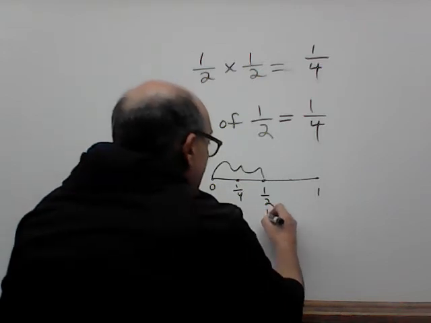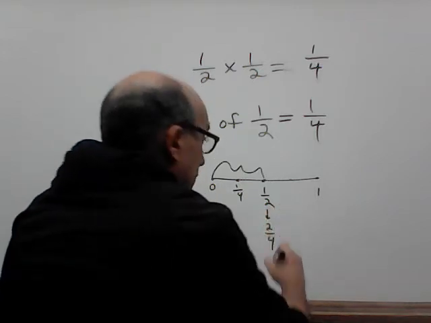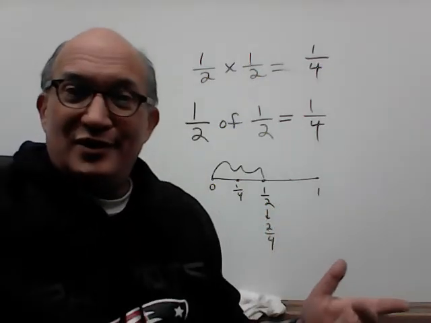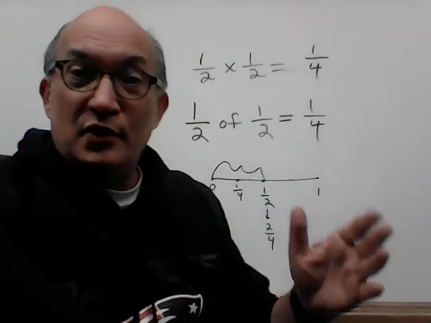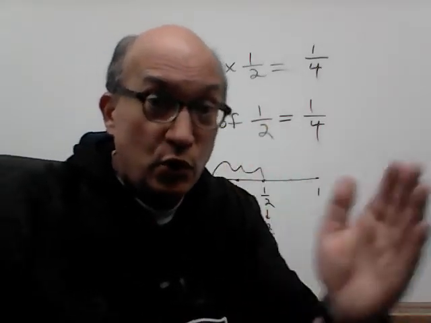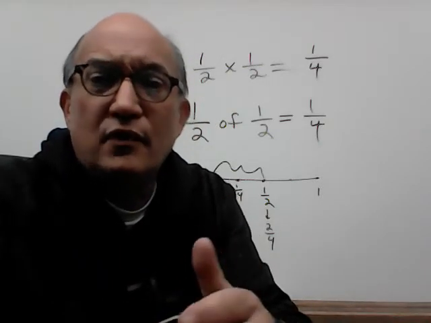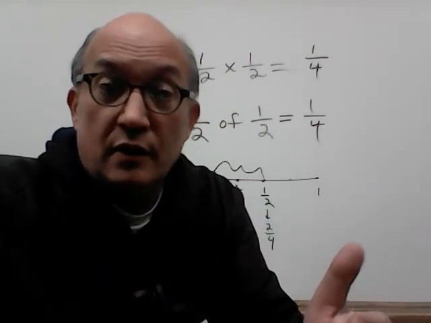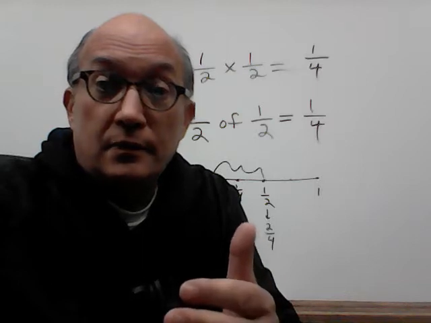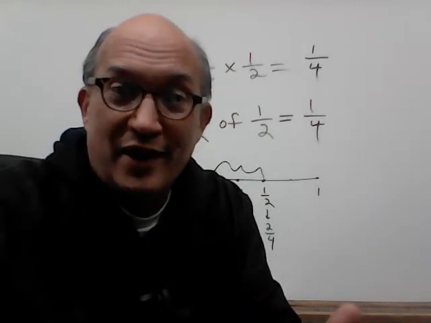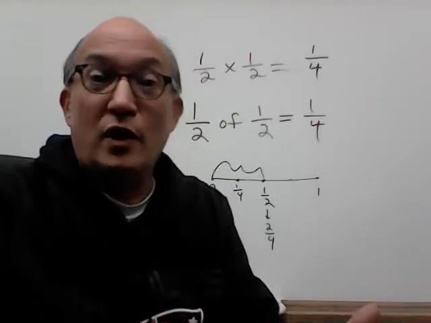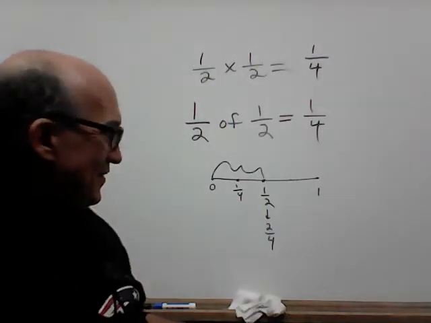Well, the 1/2 is 2/4. 1/2 is 2/4. So just think now, half of 2/4. Just like half of 2 cookies, half of 2 of anything is 1 of that thing. So half of 2/4 is 1/4. Okay?